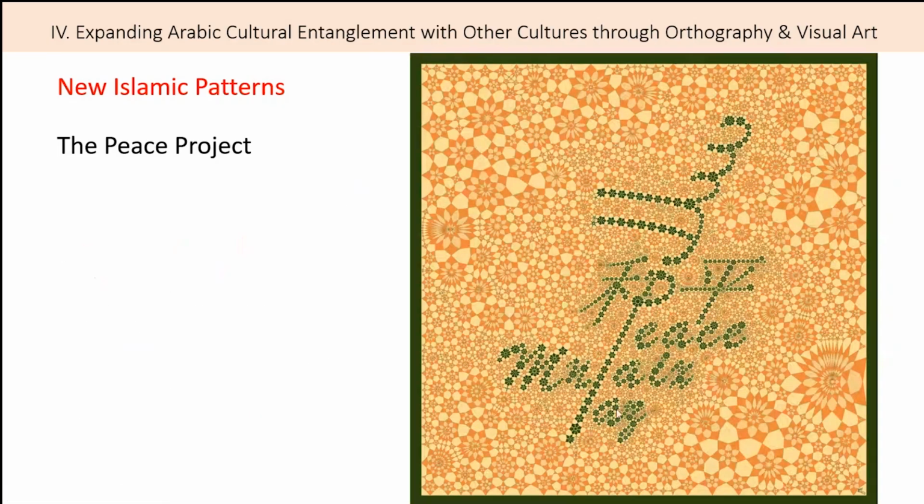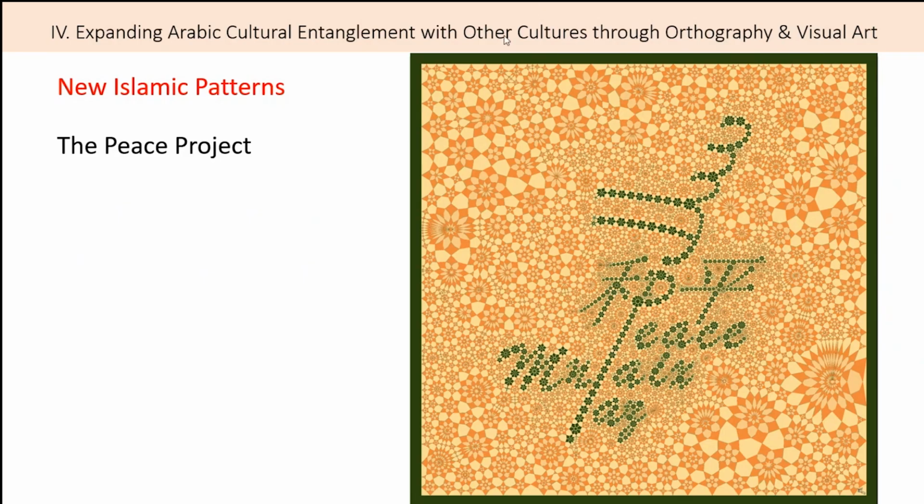And then finally, the Peace Project was created through the new Islamic patterns, and the 5 words are written within the geometry of new Islamic patterns, creating this type of entanglement that is not only through the letters or the glyphs or the system, but through the level of script and the level of visual arts.